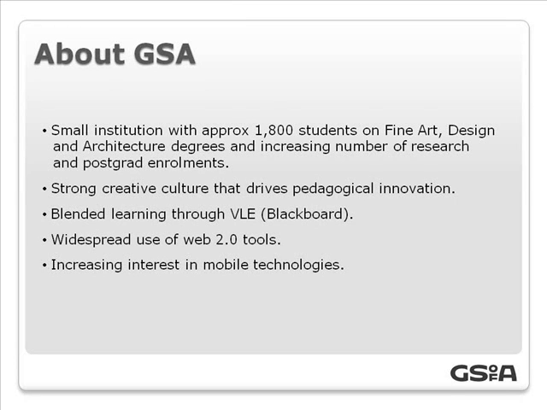The Glasgow School of Art is a small specialist institution with approximately 1,800 students who study on fine art, design and architecture degrees. And we also have an increasing number of research and postgraduate enrolments. Some of our programmes, for example, include fine art photography, sculpture and environmental art, digital culture, interior design, fashion and textiles and architecture. So there really is a great diversity of different academic subjects that make up our culture and society here. There's a very strong creative culture that drives pedagogical innovation, and it's very context specific and tailored according to that particular discipline. We deliver blended learning through a virtual learning environment, which is used in a variety of different ways across the academic disciplines.